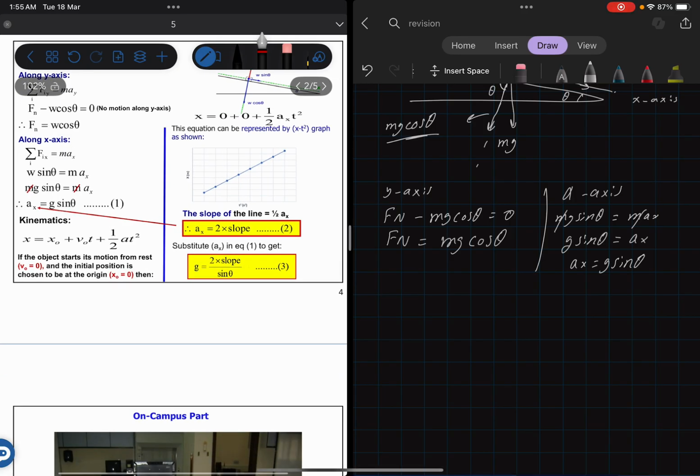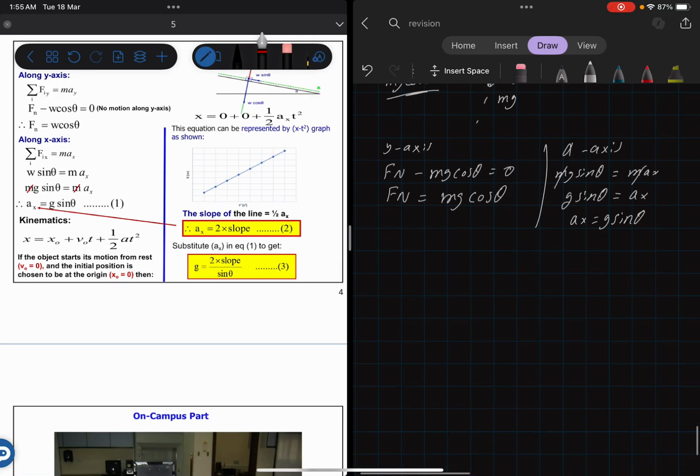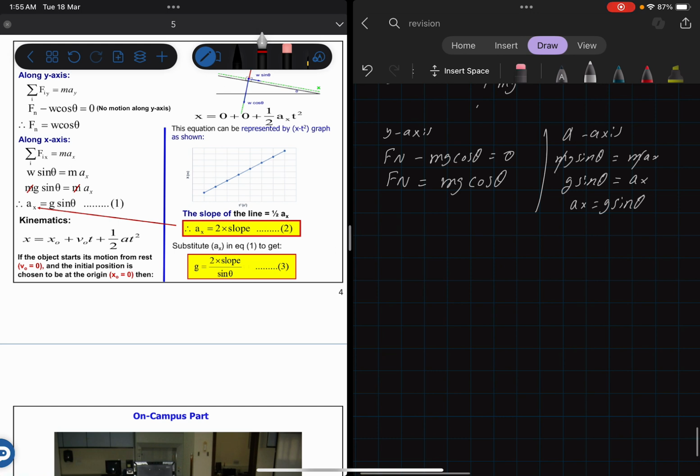So here imagine we have this graph with x-axis and y-axis. On y we have x, the distance, and here we have t squared, the time squared. And he asked for the slope.